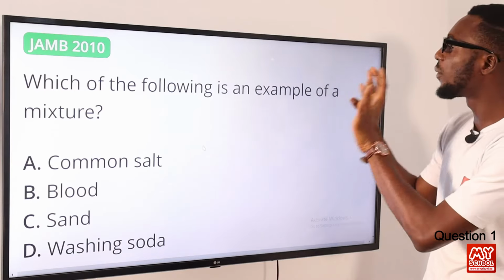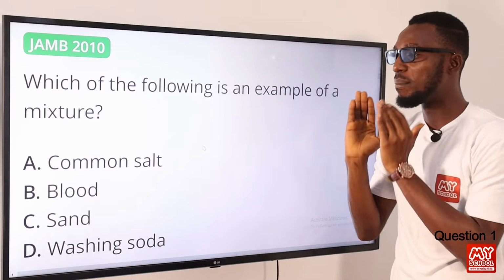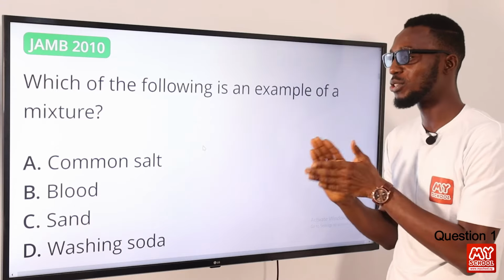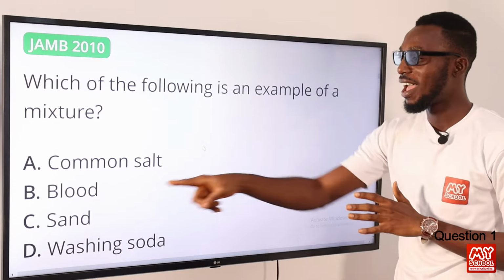So which of the following is an example of a mixture? Blood is a very good example of a mixture. So the correct option here is option B.